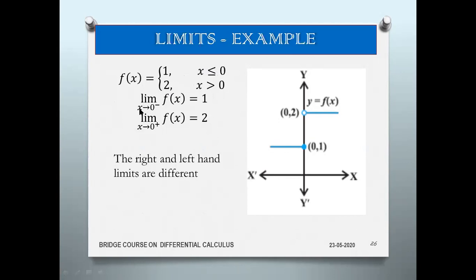So limit as x tends to 0 minus of f of x is equal to 1. Limit as x tends to 0 plus of f of x is equal to 2. Now you can see that these two values are not the same, which means the limit does not exist. So for this function, there is no limit at all.